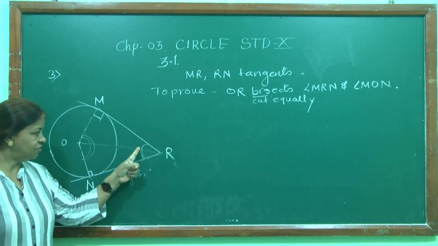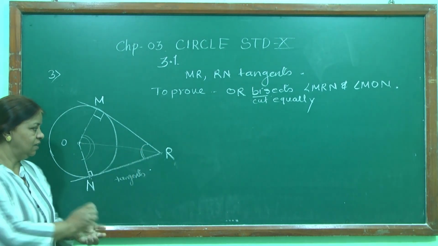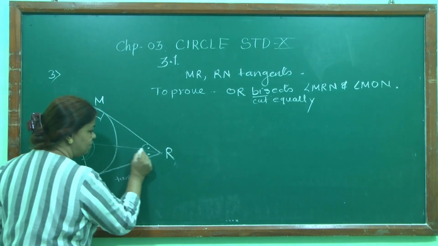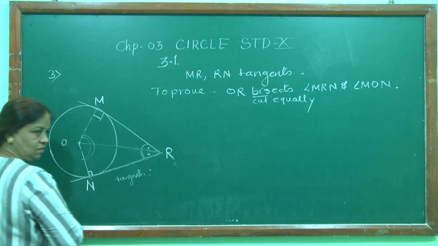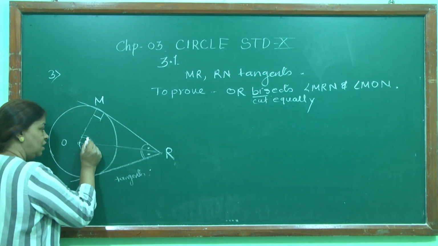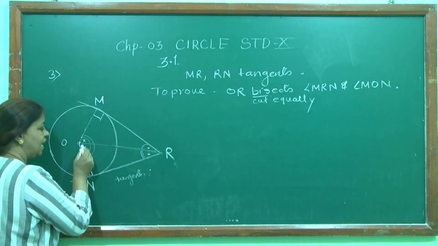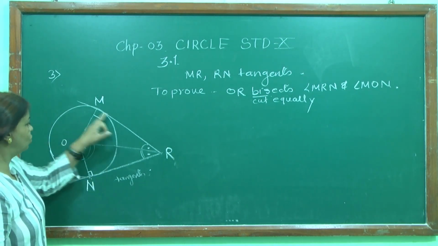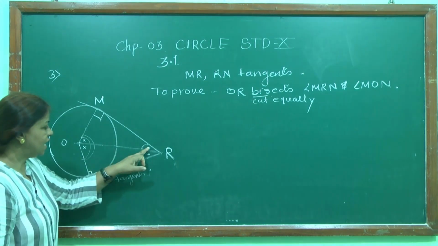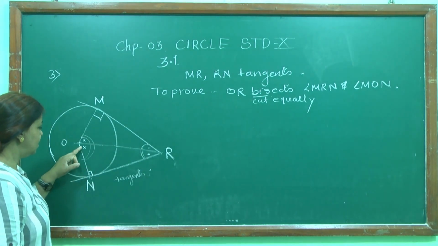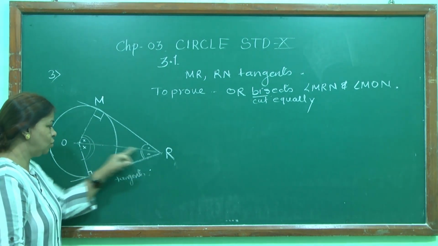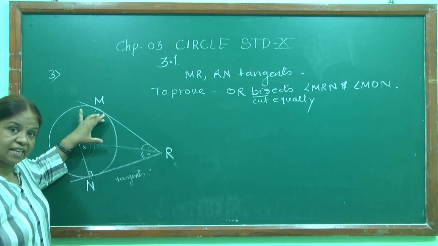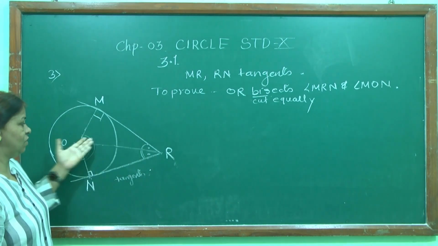So, if I am able to prove that this angle is equal to this angle, then I can say this is the line which bisects. For this angle belongs to this triangle. This angle also belongs to this triangle. So if I prove these two triangles equal, I can say that these two angles are equal. So let us do it.